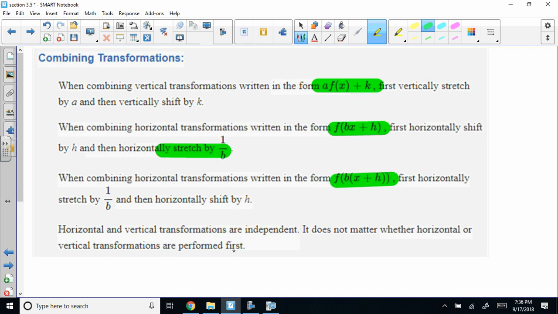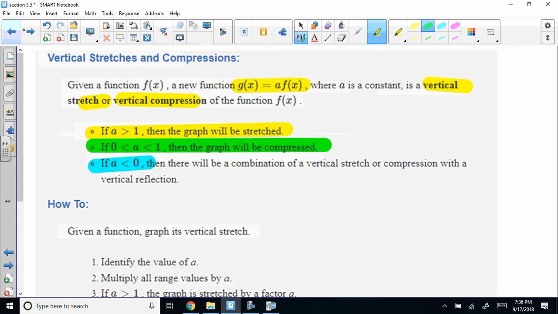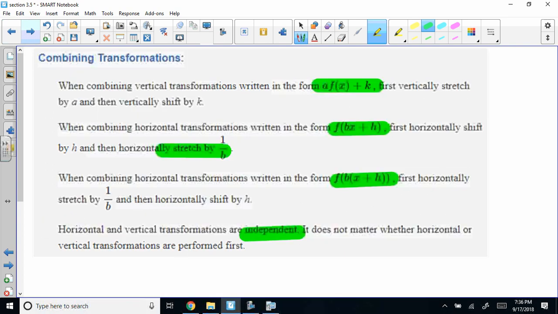Horizontal and vertical transformations are independent. It doesn't matter which one you do first, okay? You got to make sure. But we're not going to graph them, so that's the good part. Or at least the problems that I saw in homework that I chose for you to work based off of this, we're not graphing them, right? Horizontal, vertical. Okay, got it.